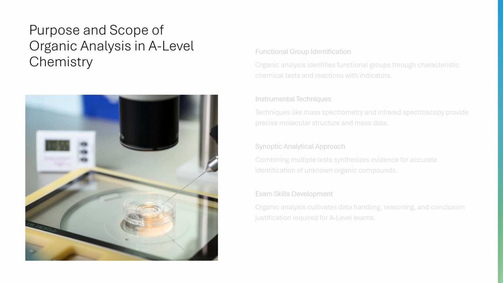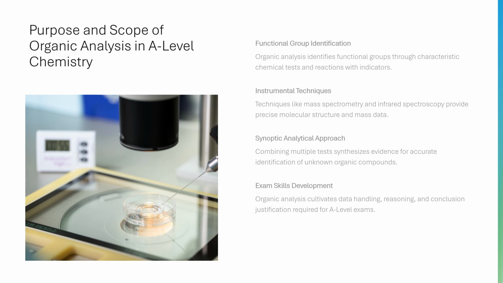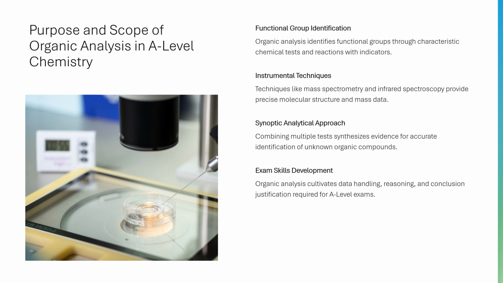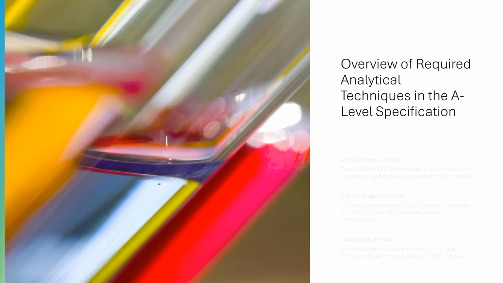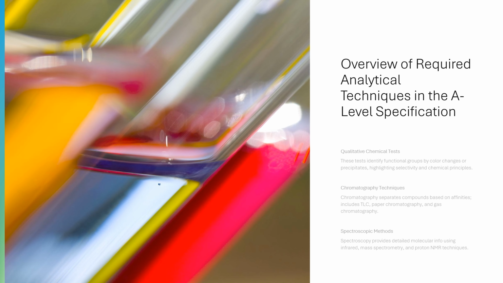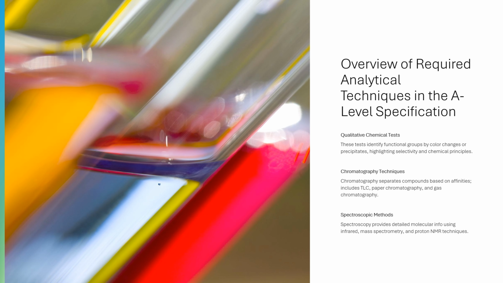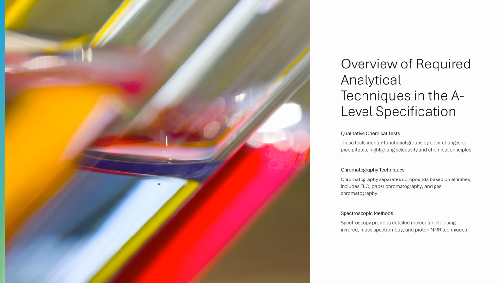Organic analysis determines the functional groups, structure, and purity of organic substances using a combination of chemical tests and instrumental techniques. Organic analysis is not only functional group identification. Therefore, organic analysis also focuses on instrumental methods, which provide more precise and reliable data about molecular structure. Analytical techniques are grouped into qualitative chemical tests, chromatography, and spectroscopy, each providing different types of information about organic compounds.